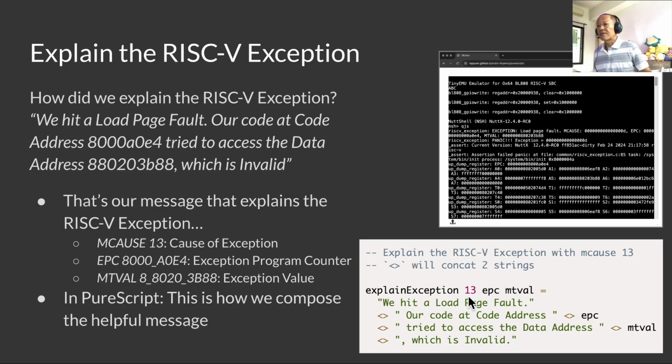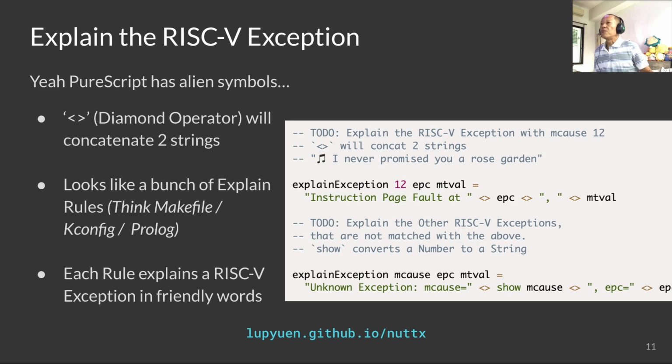We explain RISC-V exception 13 with this EPC exception program counter and this MTVAL exception value. Our PureScript code will concatenate these strings and values together with this double arrow thingy that looks like a diamond. We explain the other RISC-V exceptions the same way. This is how we explain RISC-V exception 12. Yeah, this explanation is still incomplete, but you get the idea. And this is the catch-all that explains all other RISC-V exceptions.